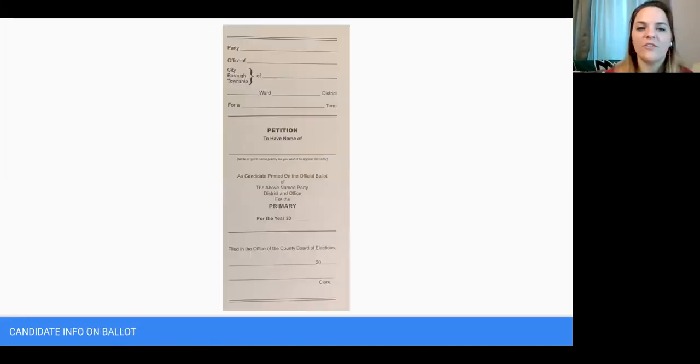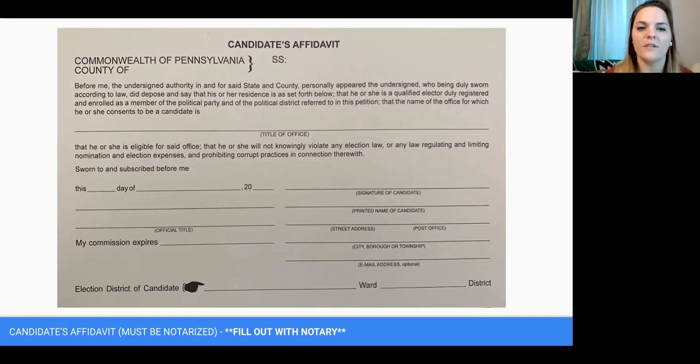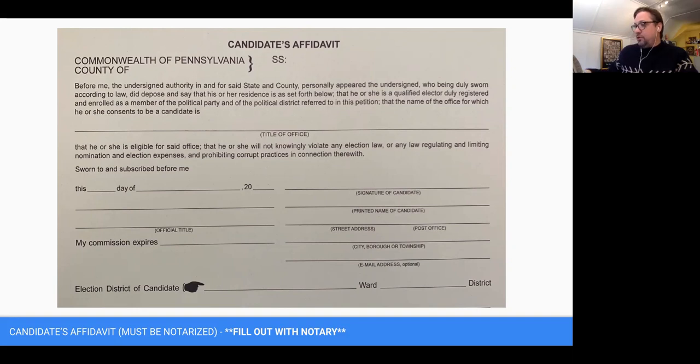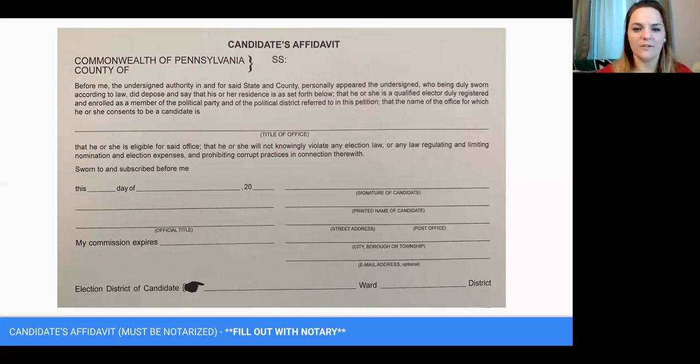Jim, there's a question in the chat from Kat. Does each form need the candidate's affidavit filled out versus just one for all the sheets? I believe each form needs the candidate's affidavit filled out. Is there any challenge to that? I believe each petition needs to be completed. I think that's where the county and the state ones differ.